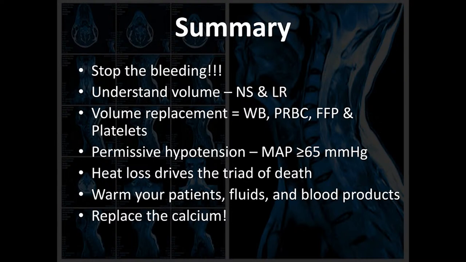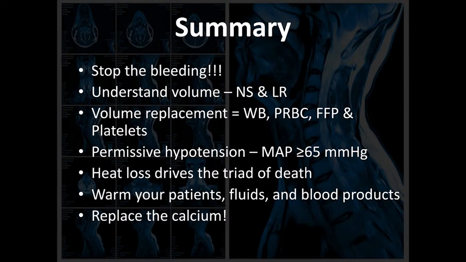We have to recognize those three life threat areas: our chest, our abdomen, our pelvis. Do the little things. Put pelvic binders on. Listen to lung sounds. Understand mechanism. Understand permissive hypotension. A MAP of 65 is all we need. Level 1 trauma centers all over the country are actually treating patients with blunt or penetrating trauma, outside of traumatic brain injury, at MAPs as low as 50 just to get them to the OR so they don't pop those clots, so they don't worsen that bleeding or that hemorrhage.